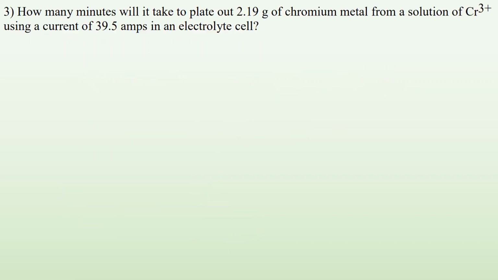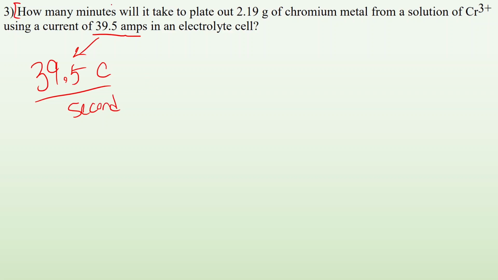All right, number 3, how many minutes will it take to plate out 2.19 grams of chromium metal from a solution of Cr3+ with a current of 39.5 amps in an electrolytic cell? So again, I know 39.5 amps, I can rewrite as 39.5 coulombs per second. So now let me go to my question, because I got to figure out what they're asking me. They're asking me how many minutes. Now there's a problem with what I got written right here. It has charge over time, and I'm trying to solve for time.